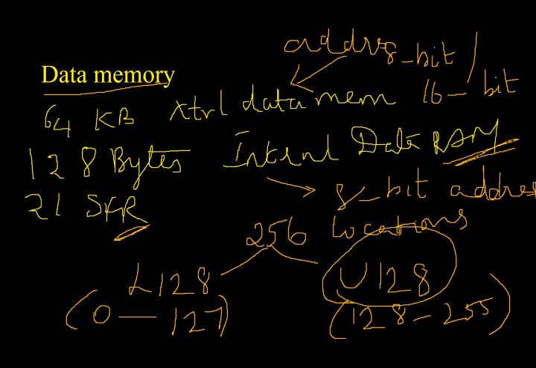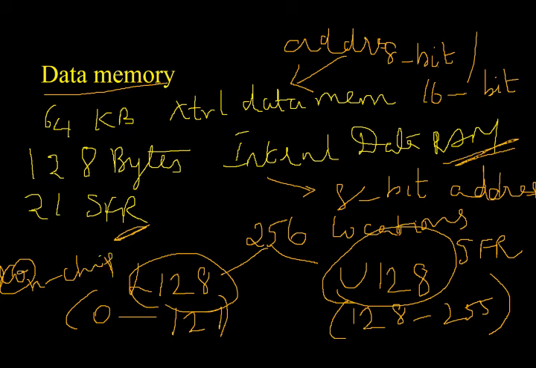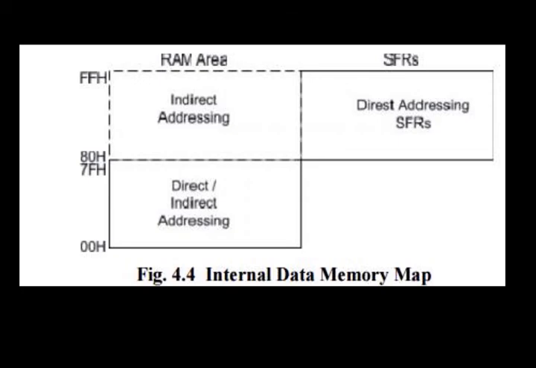Okay, all these upper part locations will be accessed through SFR, special function registers, whereas the lower part will be accessed through on-chip memory. So this is how it works. Totally we have 256 locations, divided into a lower part of 128 and an upper part of 128. The lower part is 0 to 127, and the upper part starts from 128 to 255. The upper part can be accessed through SFR and the lower part through on-chip memory space.